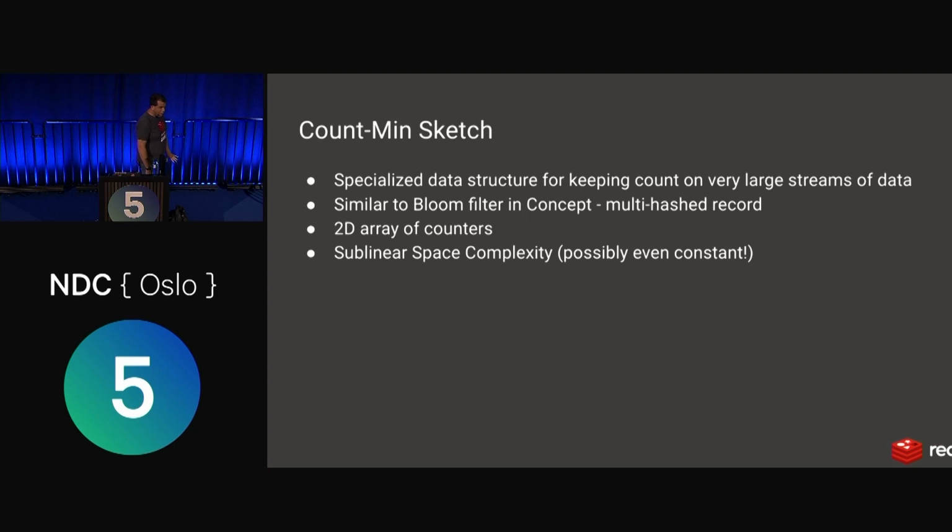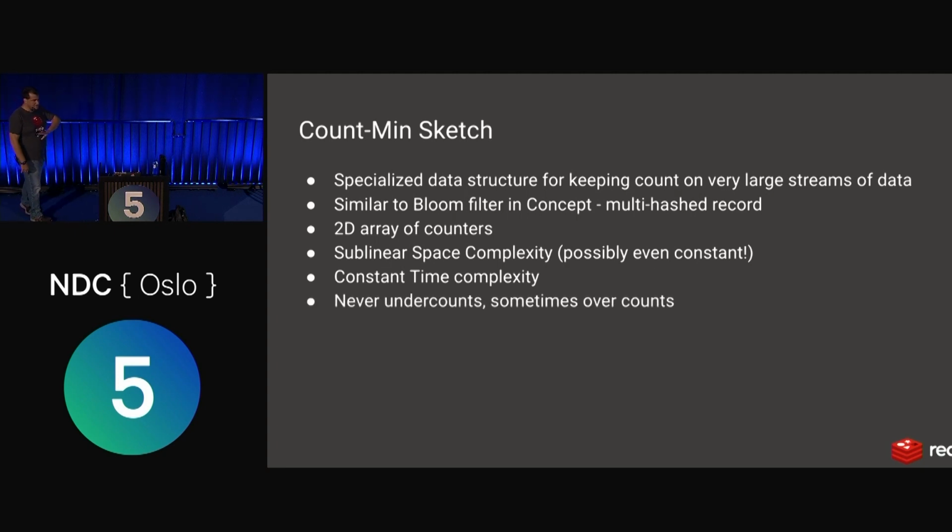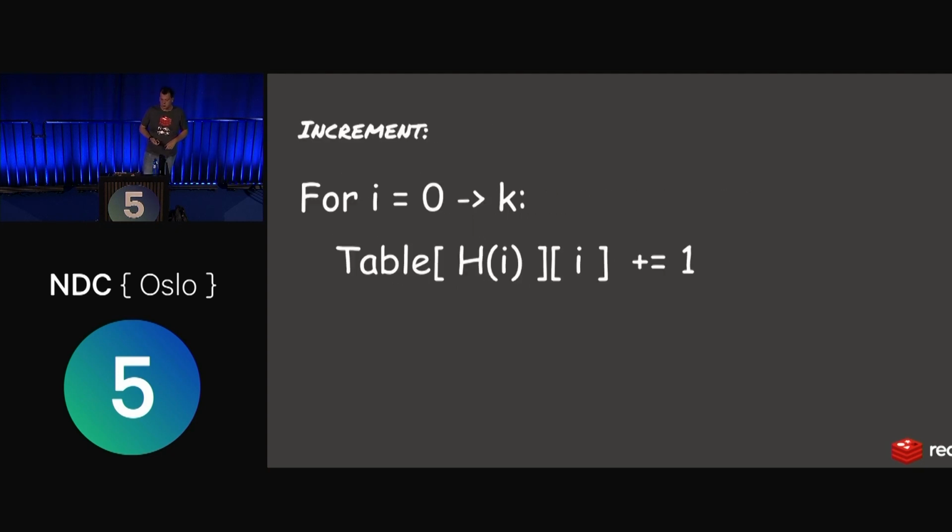Now, the cool thing about these Count-Min sketches is that they are sublinear in space complexity, and you can even make them constant, with constant time complexities for all the operations that you want to use. This never undercounts anything, but it does sometimes overcount, and you'll see why in a bit. It's similar to the reason that we could have false positives in a Bloom filter.